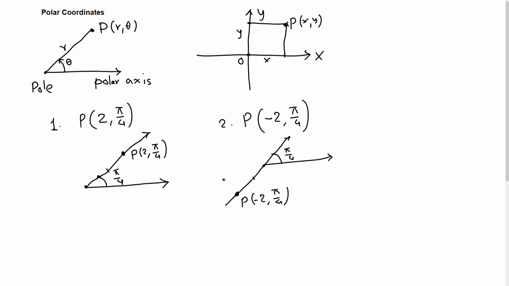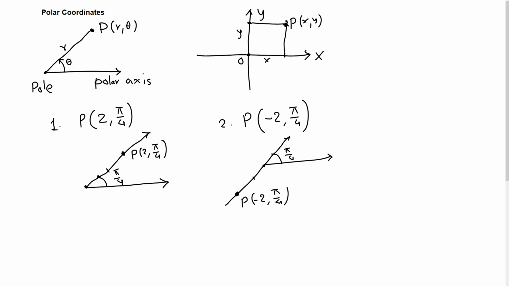Now we would like to find the relationship between this polar coordinate system and the rectangular coordinate system. Here we have x direction, y direction. Here we have angle theta and radius r, the distance. Suppose we are given x and y, then how do we find r and theta? Or if r and theta are known, then how do you find x and y?